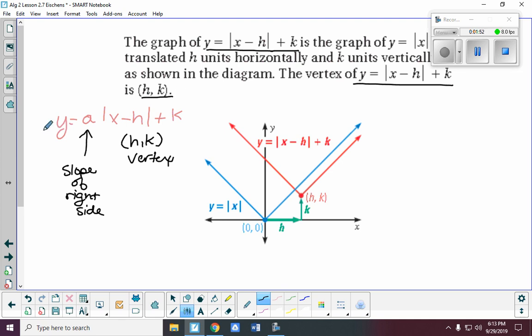And so again, this is your equation. Now, this equation up here doesn't show it, but the number out front is called a, and that acts like the slope on the right side of the graph, and we'll talk about how you use that a little bit later.